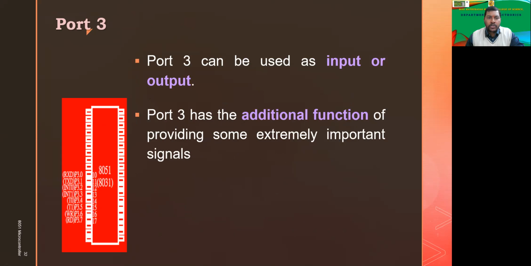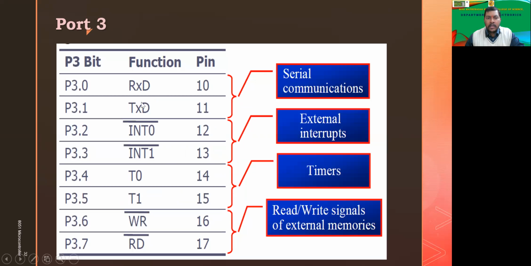Then we have port 3. Port 3 can be used as an input or output port, simple, as per the requirement. But along with that, port 3 has an additional function of providing some extremely important signals, right? They are these pins. We have receive and transmit, that is pin number 10 and 11. This is P3.0 and P3.1. This is for serial communication, receiving the data and transmission of data, RxD and TxD, those are pin number 10 and 11.